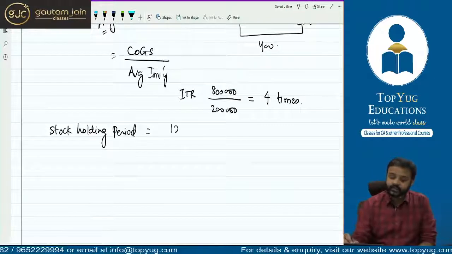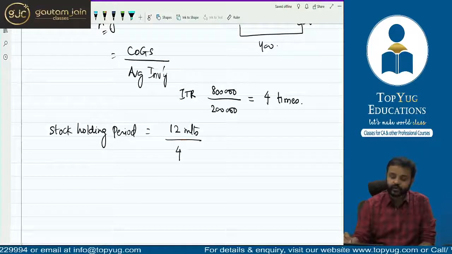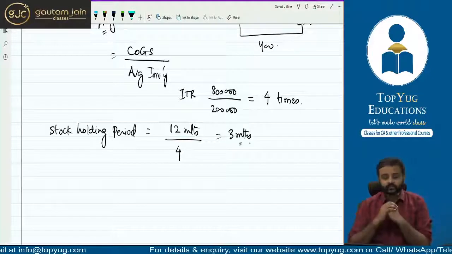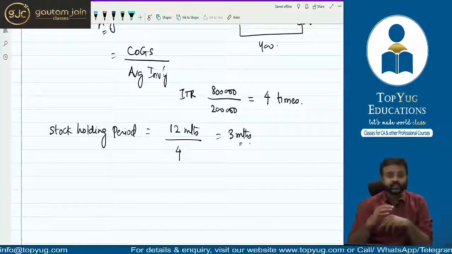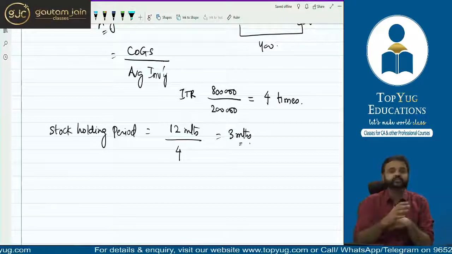How many months are there in a year? 12 months. So 12 months divided by 4, I'll get what? 3 months. So that means we are having the stock for 3 months, or we are taking 3 months of time to sell our stock.